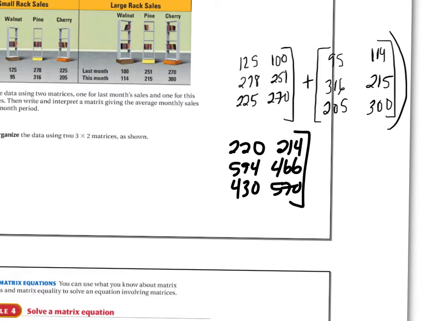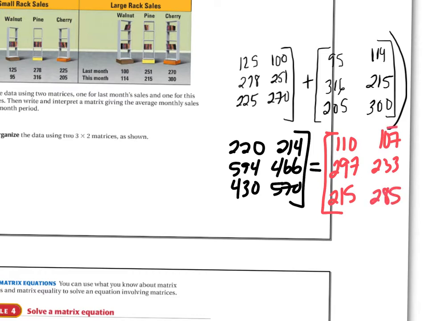I just need to multiply through that 1/2 in my answer matrix, which I will write in red so it stands out. Would be 110, that's half of 220. 594 divided by 2 is 297. 215 over here would be 107. Second row, second column is 233, and third row, second column is 285.